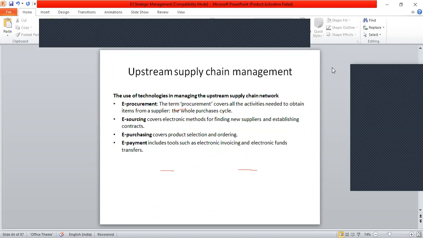So there are two different types of supply chain management activities. Those taken up before the production work are a part of the upstream supply chain. So how we manage that is upstream supply chain management, and after the production it is called downstream supply chain management.